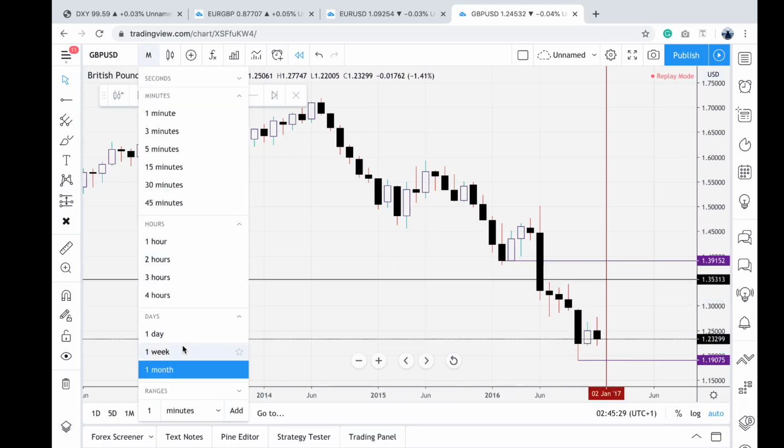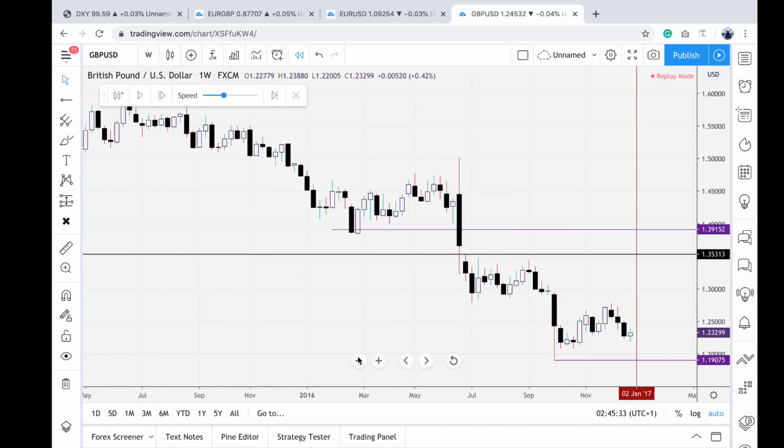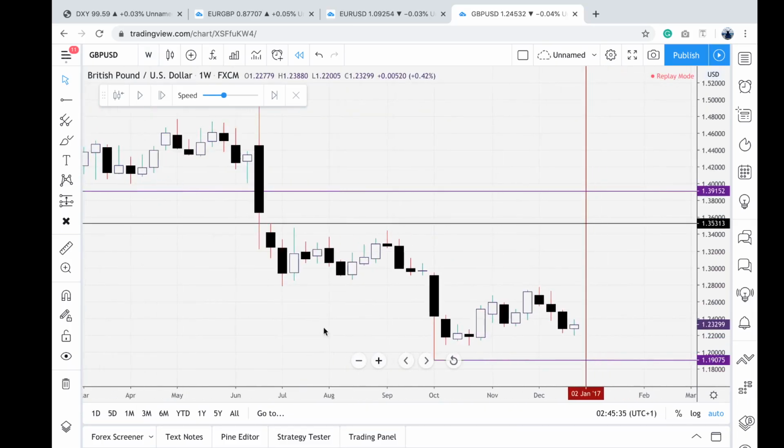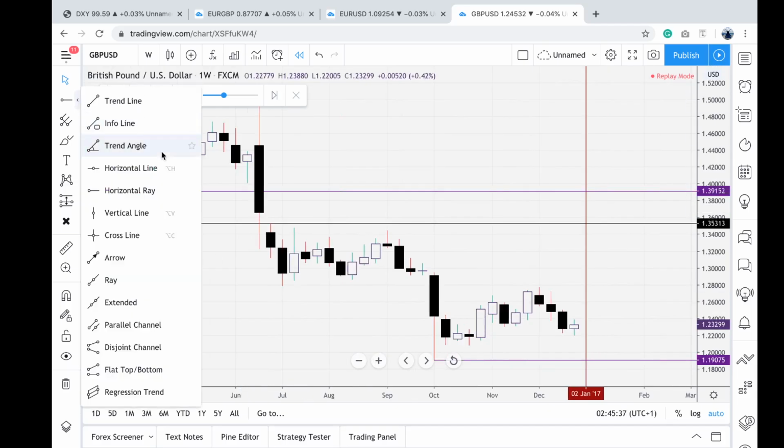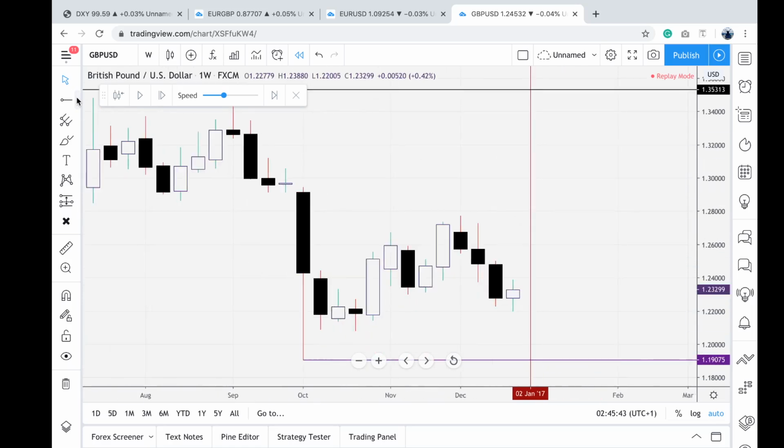So we go to our weekly time frame, and then we can begin to narrow down zones and levels in price. I want you guys to pay attention real quick to these equal body candles on the weekly.